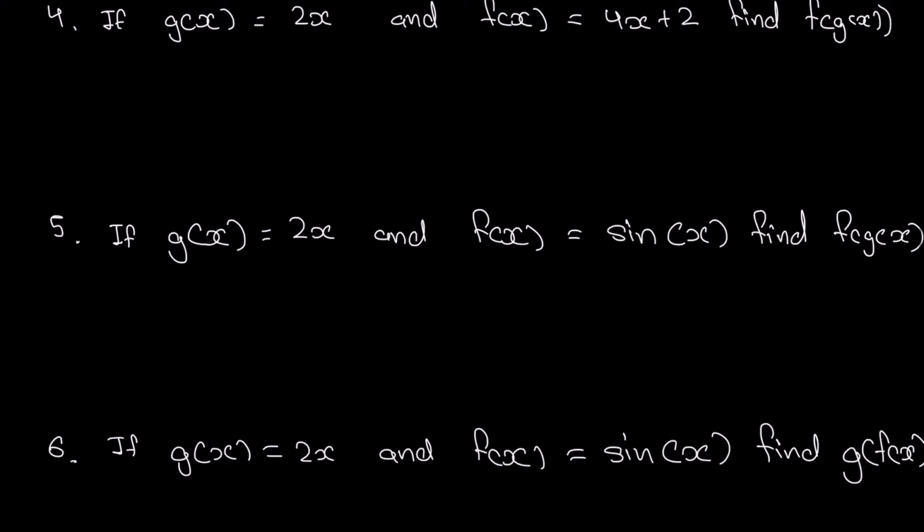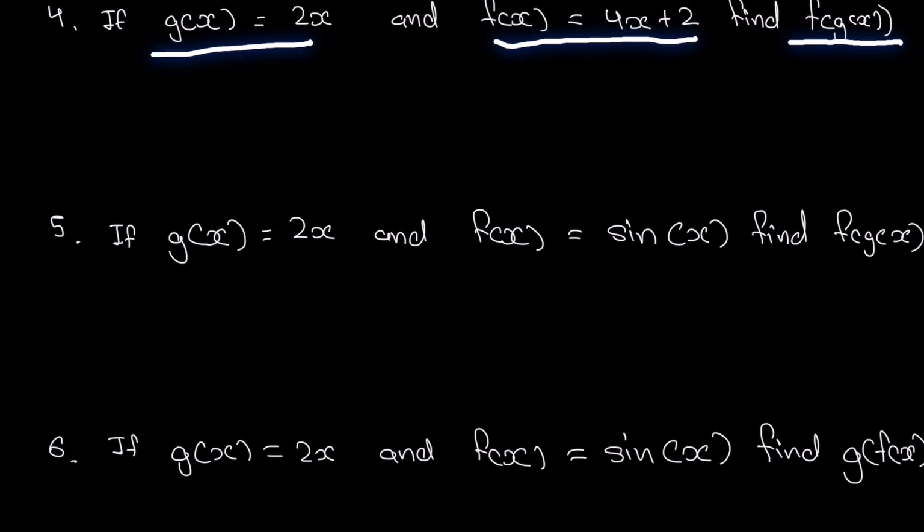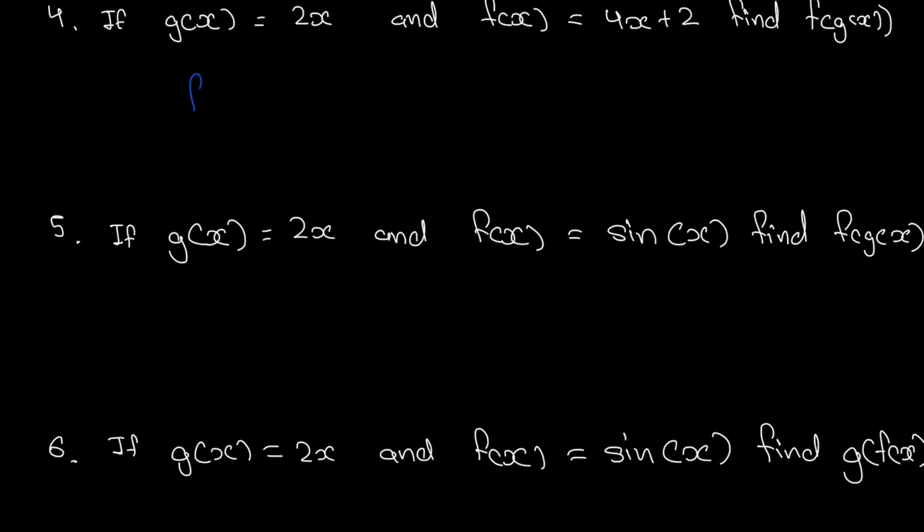Okay, the next question says, if g of x is equal to 2x and f of x is equal to 4x plus 2, find f of g of x. So again, we want to have f on the outside, and we want to put g of x inside. g of x is equal to 2x. Now what we do is we put 2x inside, and we equate it to 4x plus 2, which is the f of x value.